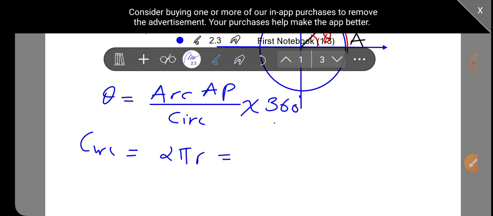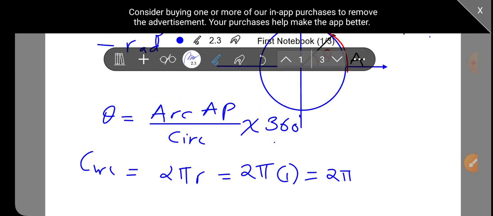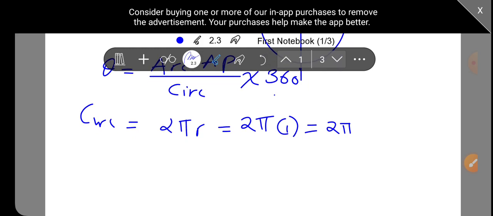But this is a unity circle, where the radius is 1. So this becomes 2 pi times 1, which is equal to 2 pi. That means the total circumference is 2 pi. So this is where the pi is coming in.